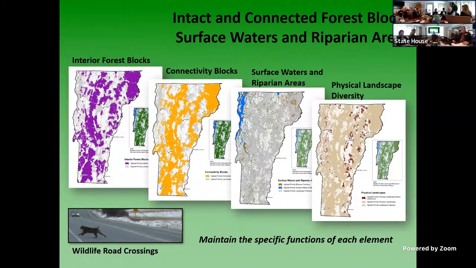But for each region, and we did this over 9 what we call biophysical regions, we identified the best areas of interior forest. You'll notice that those don't all connect, however.